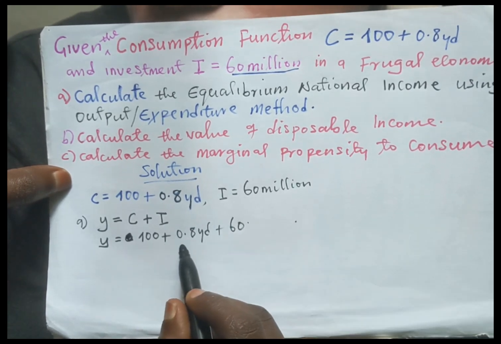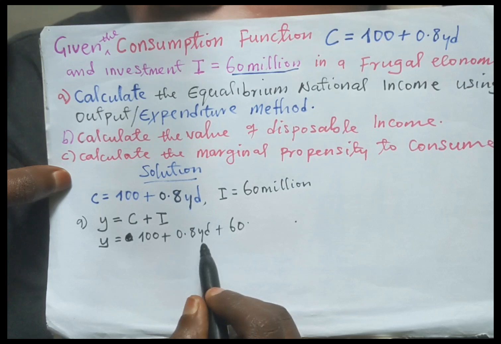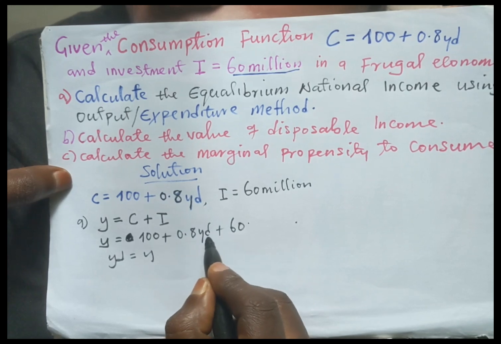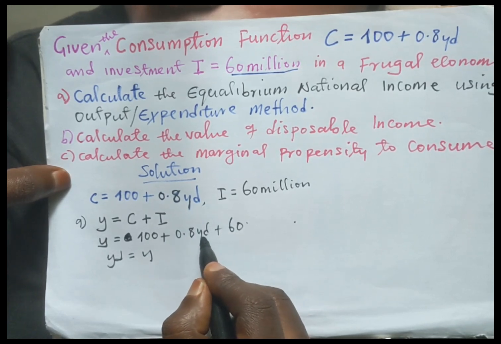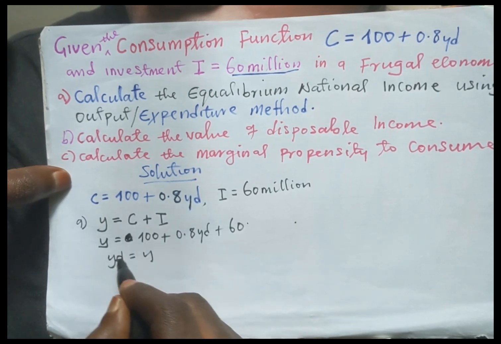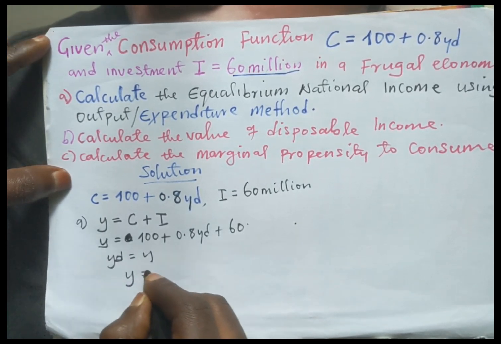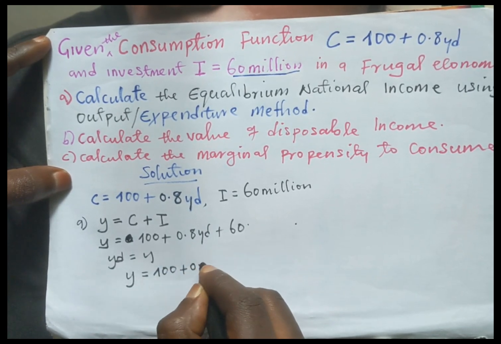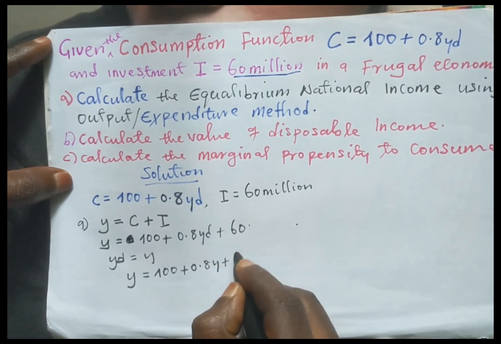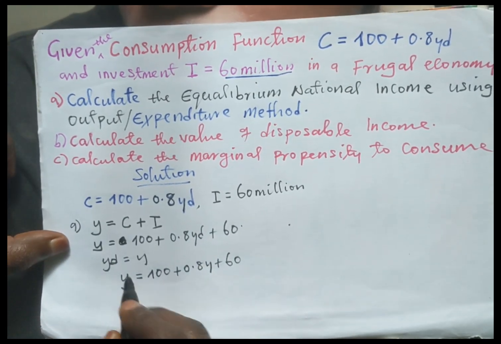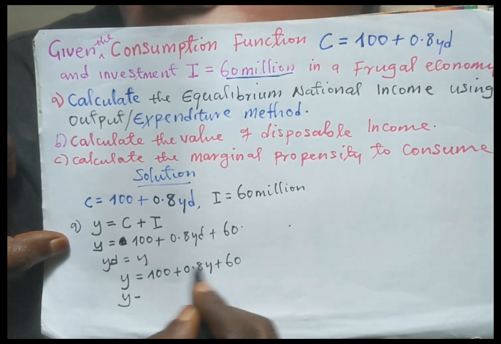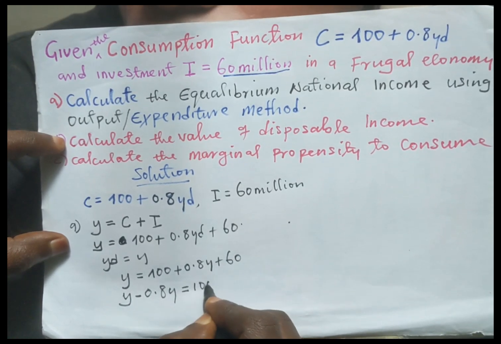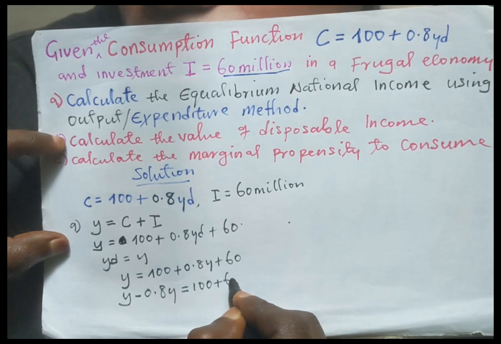From here, we know that when taxes are not given, disposable income takes the value of income. So our YD is equal to Y. Here we will take out this D to show that income is equal to expenditure. So we are going to have Y equal to 100 plus 0.8Y plus 60. From here we can collect like terms. We are going to have Y minus 0.8Y equal to 100 plus 60.